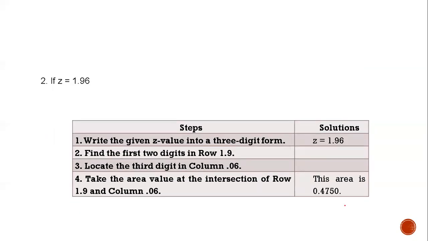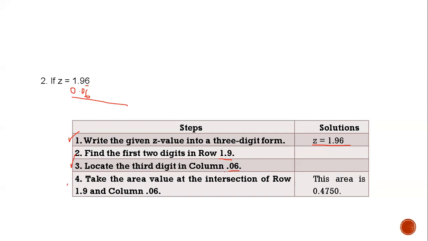Okay, so we have another example. We have z is equal to 1.96. First step natin, lahat naka 3-digit form. So, as is na to. Wala tayong dinagdag, wala tayong binawas kasi naka 3-digit form na siya. Step 2 natin, kunin natin yung first two digits sa row niya. We have 1.9. Itatapat doon sa column na 0.06. Bakit 0.06? Kasi ang last digit natin ay 6. Nagamit na natin yung first two digit, so tatapat natin si 1.9 sa 0.06.